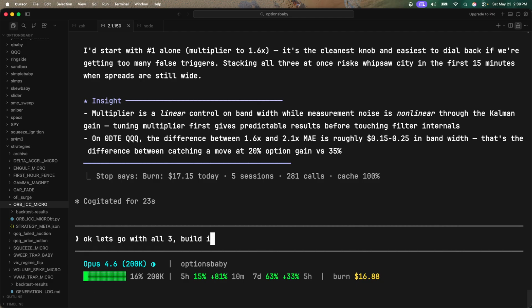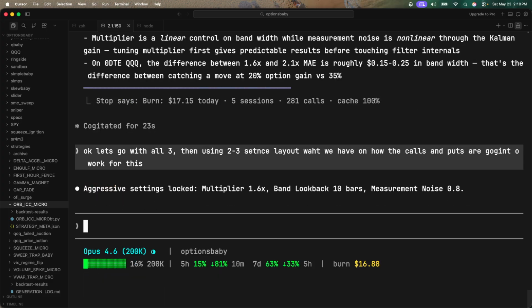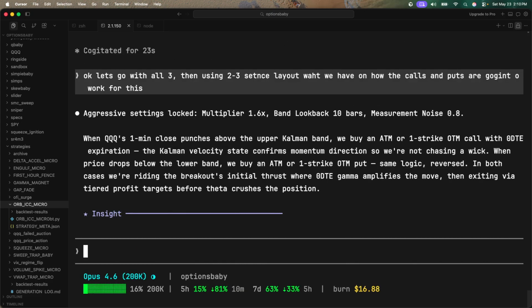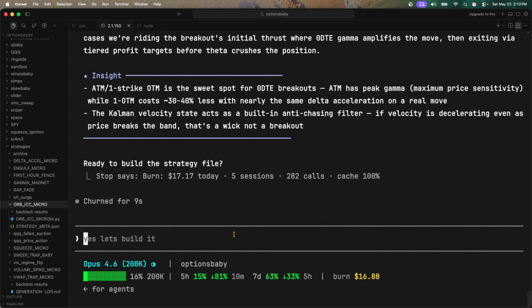Let's go with all three. Then using 2 to 3 sentences, lay out what we have and how the calls and puts are going to work for this. Let me know if I'm going too fast, family. Aggressive settings locked in. Multipliers 1.6. Band look back is 10. All right, beautiful.